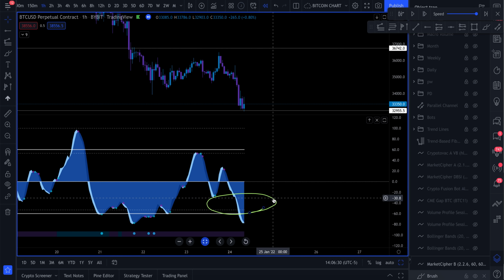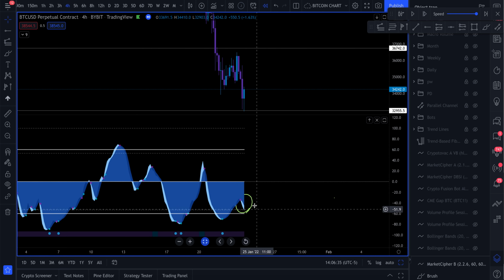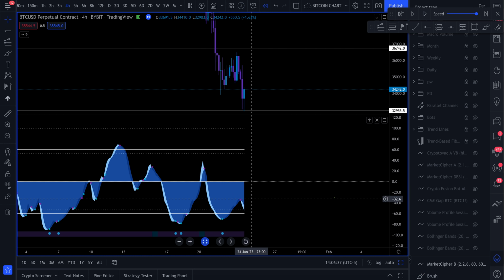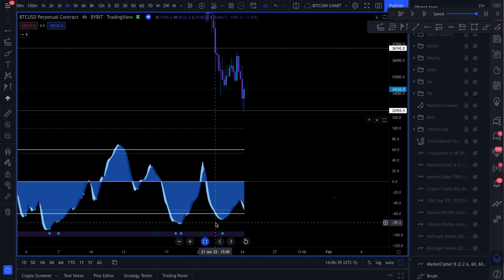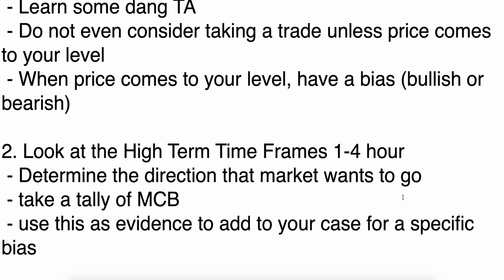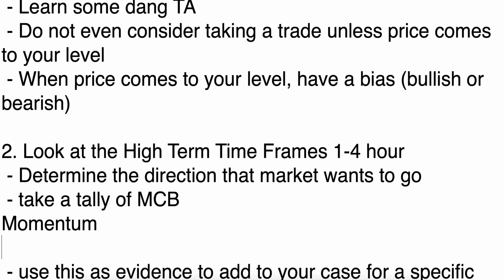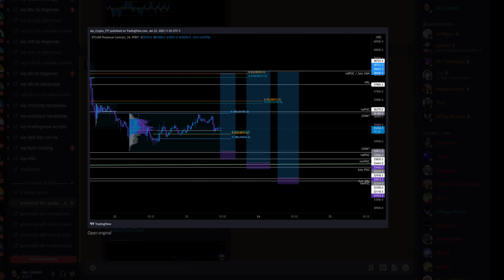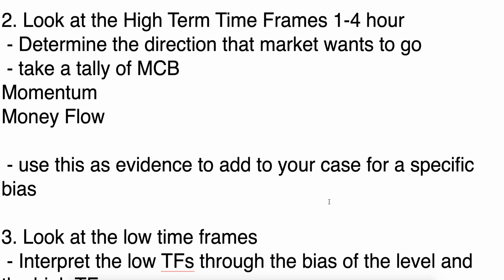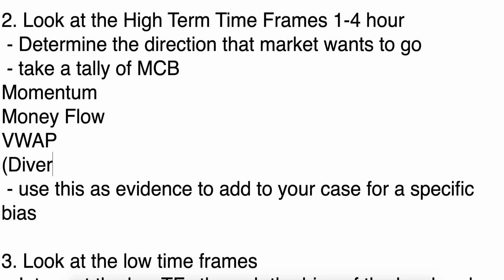Now, what we need to do here is tally up on the 4-hour, the 2-hour, and the 1-hour time frame the bullish things versus the bearish things. And the 3 things that we're really going to be looking at are the momentum waves, the money flow, and the VWAP. And then in parentheses, we're going to put divergences because these are very powerful.